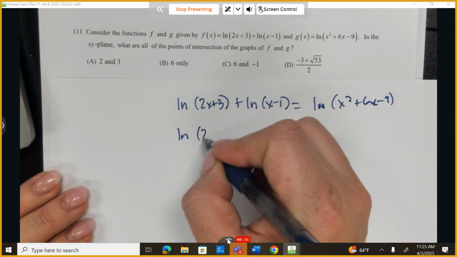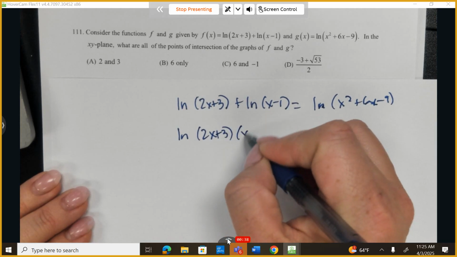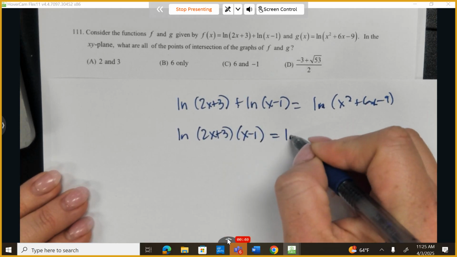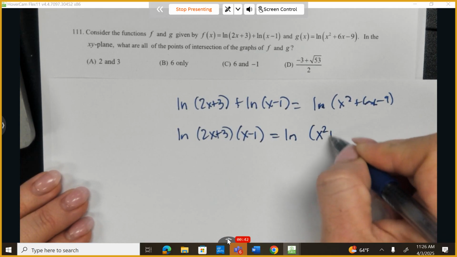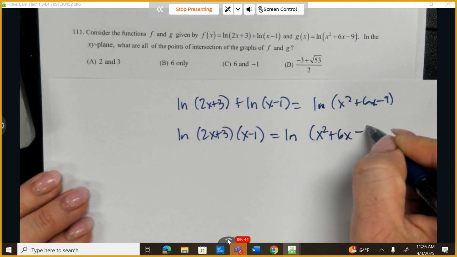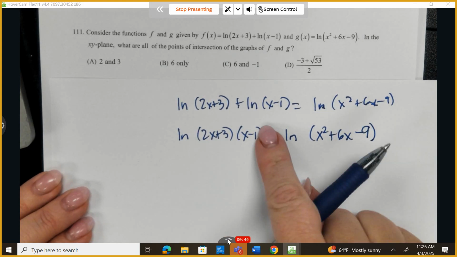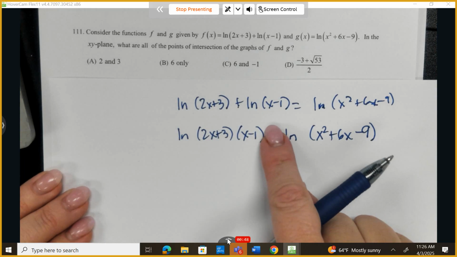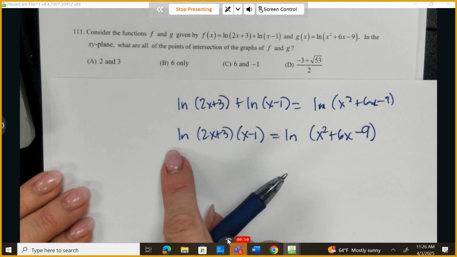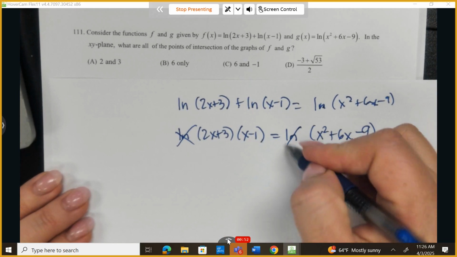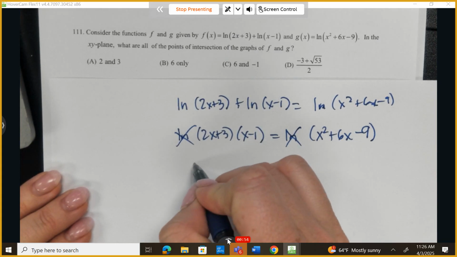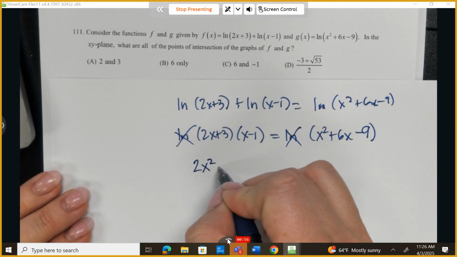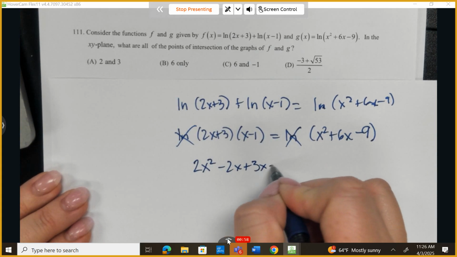Addition turns into multiplying: 2x plus 3 times x minus 1, and the ln of x squared plus 6x minus 9. Now we don't have any additional numbers, like plus 4 or minus 7. So since we have the same log base on both sides, we can cancel it. And I'm going to start by FOILing: front, outside, inside, and last.